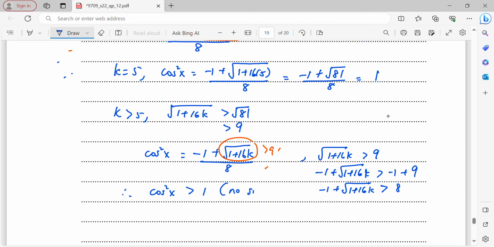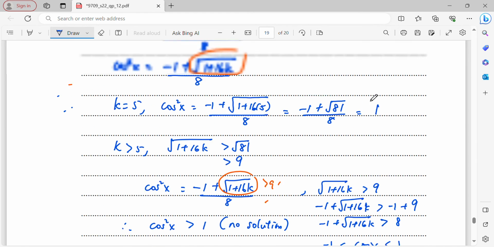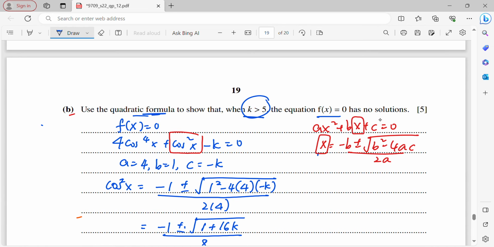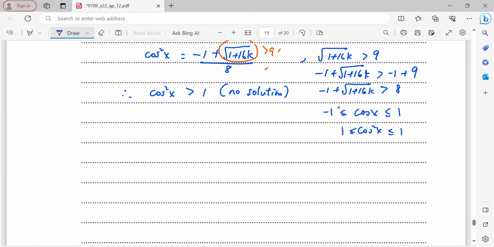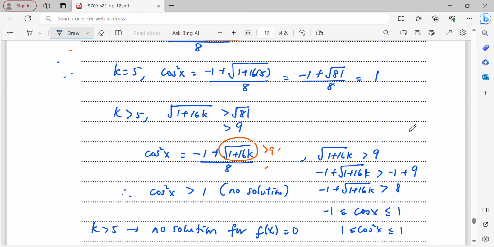Okay, this one has no solution, because we know that cos x is in between minus 1 and 1, so cos square x is also in between minus 1 and 1. Alright, so that's why when your k is greater than 5, there's no solution for your f(x) equals 0. Okay, so k greater than 5, no solution for f(x) equals 0. So this is how we show it.